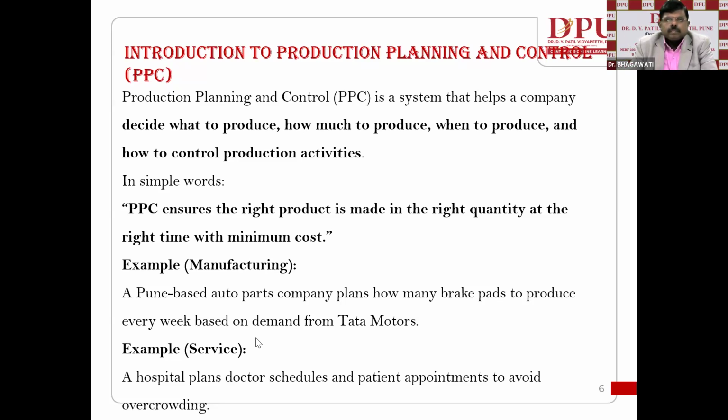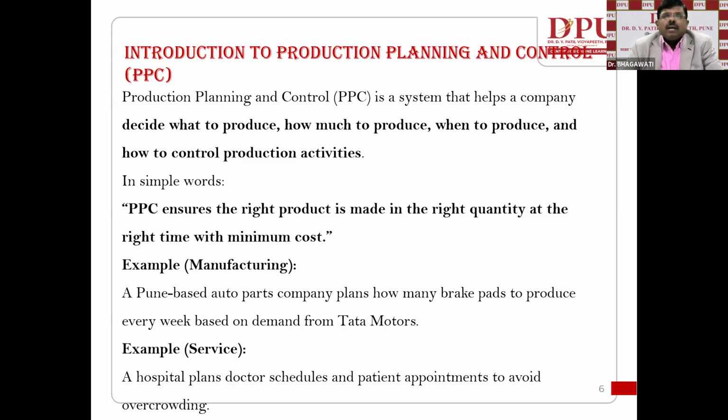Production is zero to hero. Manufacturing is 100 to 1000. Exactly, correct. Production has a narrow scope, MPC has a wider scope. PPC merely involves shop floor production activities. But MPC includes production plus materials plus capacity plus inventory and all those things.